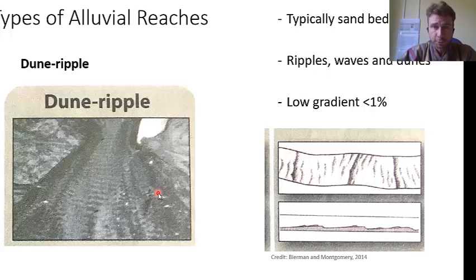One of the lowest flow types of reaches we can get are ones that are called dune ripple reaches. And these typically occur in rivers and streams with sandy beds. So very low flow, low clast size. And what happens is along the beds you get these interesting patterns that form, like ripples, waves, and dunes, depending on the clast size and the amount of flow. Again, very low gradient streams, so very shallow slopes.